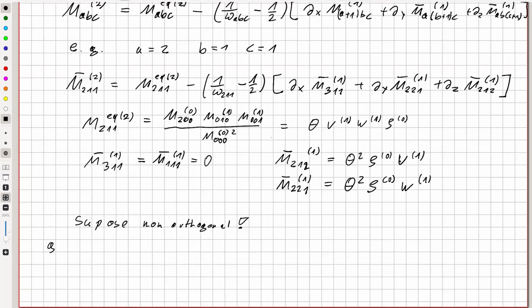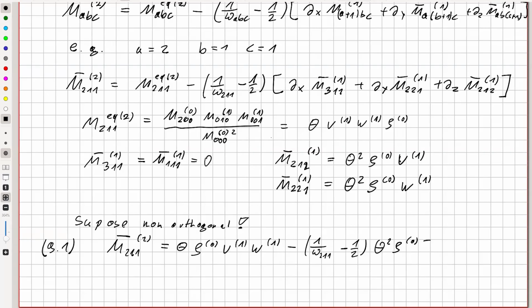Then we can write equation 9.1 as M211 to second order is equal to theta rho 0 V to first order W to first order minus 1 over omega, what do we have? 211 minus 1/2. This goes into theta square rho 0 dx W first order plus dz V first order. Okay, so this is actually the partial differential equation that is equivalent.